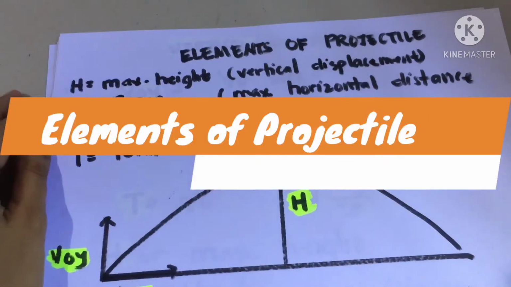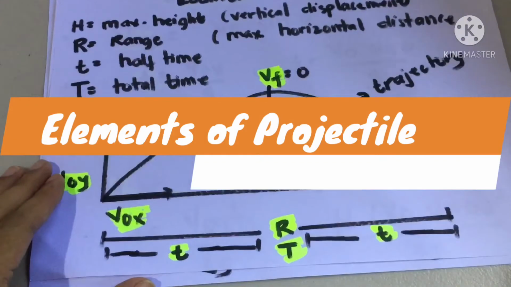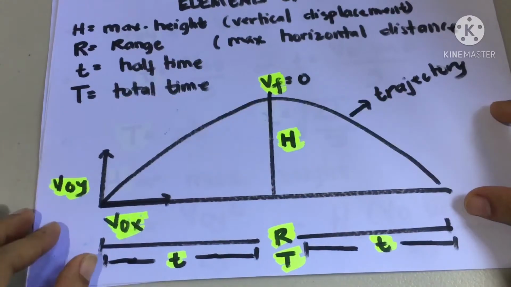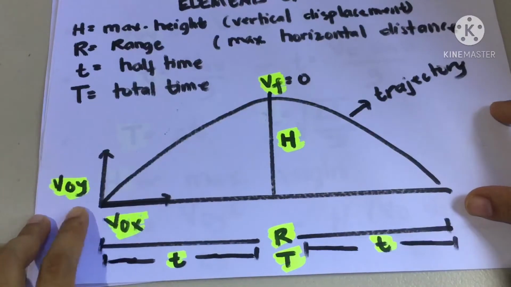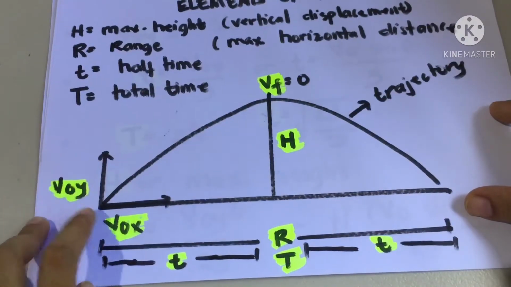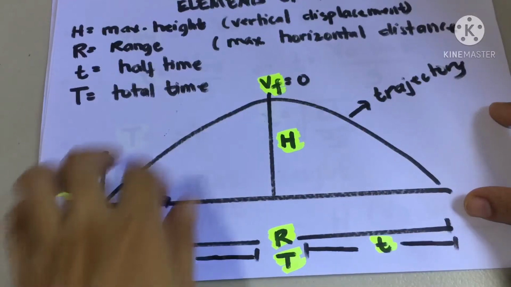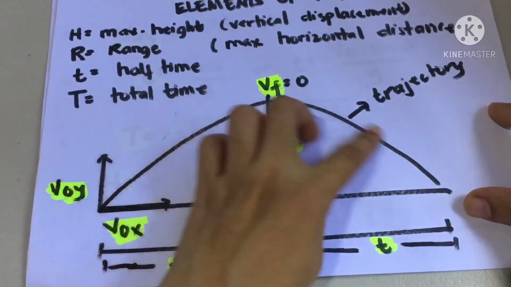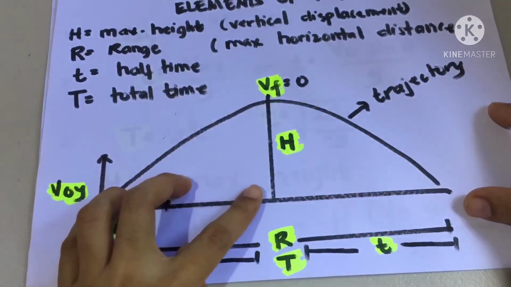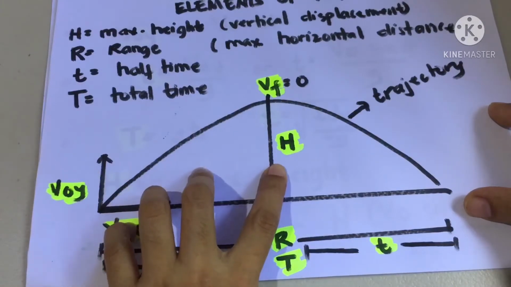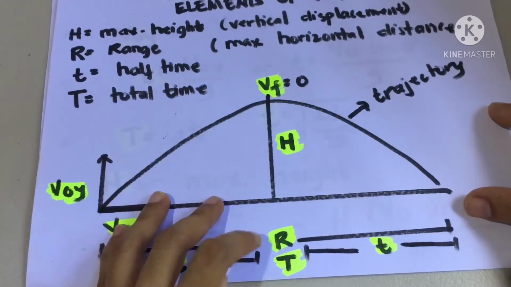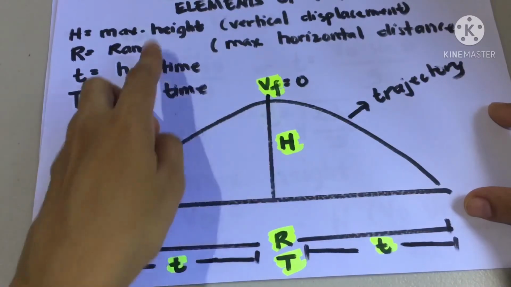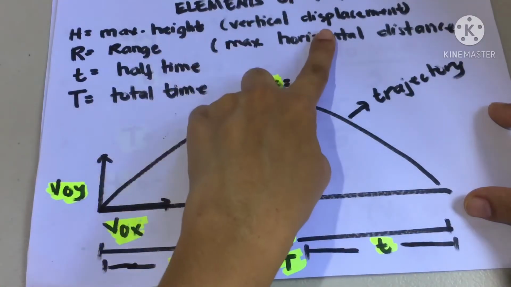Elements of projectile. As you can observe in the drawing, we have the highlighted components. This is our VOY, the VOX, and the final velocity at the highest point, which is equivalent to 0, and of course our trajectory. Then we have here capital H, capital R, and time. This is the maximum height, the vertical displacement.